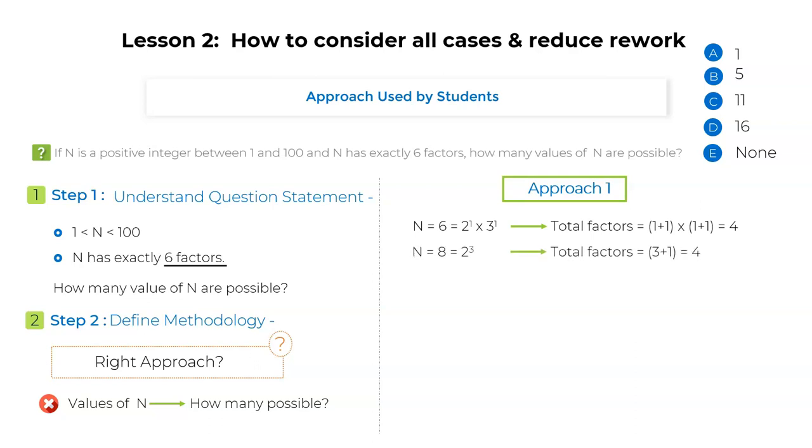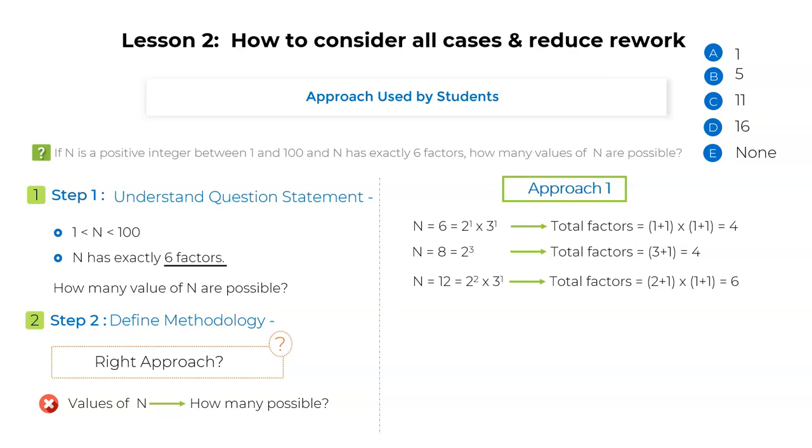Then you take some other number, say 8. Here also you see 8 is 2 cubed, total factors is 4, you discard it. Then maybe you try 9, 10 if you want to, or you jump to 12, for example. And here you see 12 is 2 squared times 3 to the power 1, total factors is 6. So 12 is definitely one of the numbers.